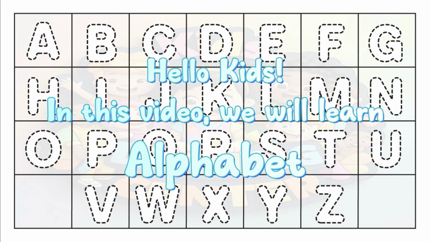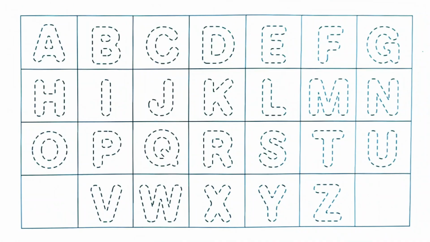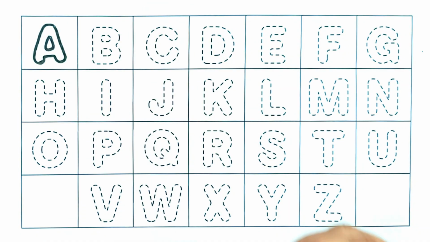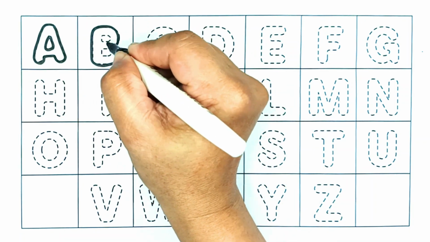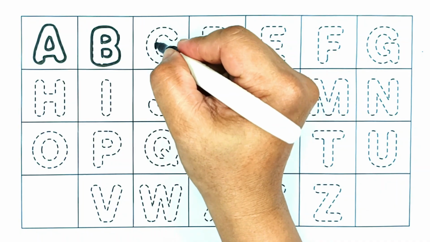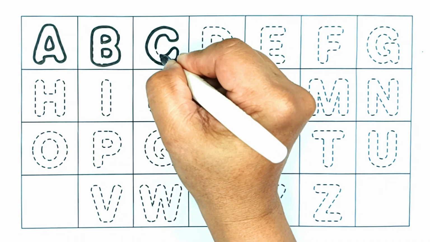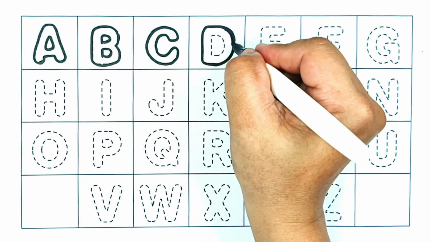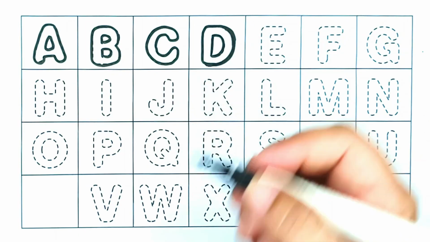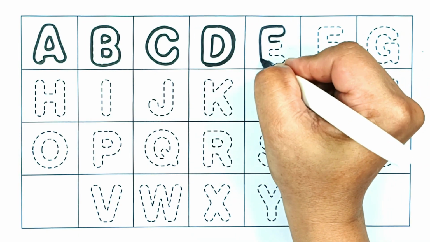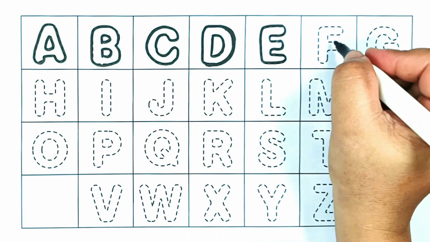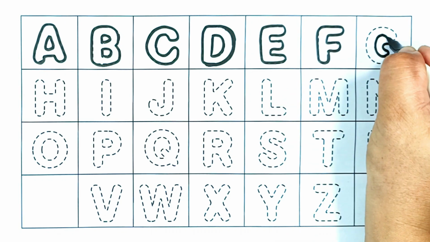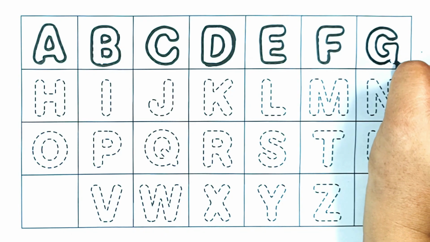Hello kids. In this video, we will learn alphabet. A, A. B, B. C, C. D, D. E, E. F, F. G, G.